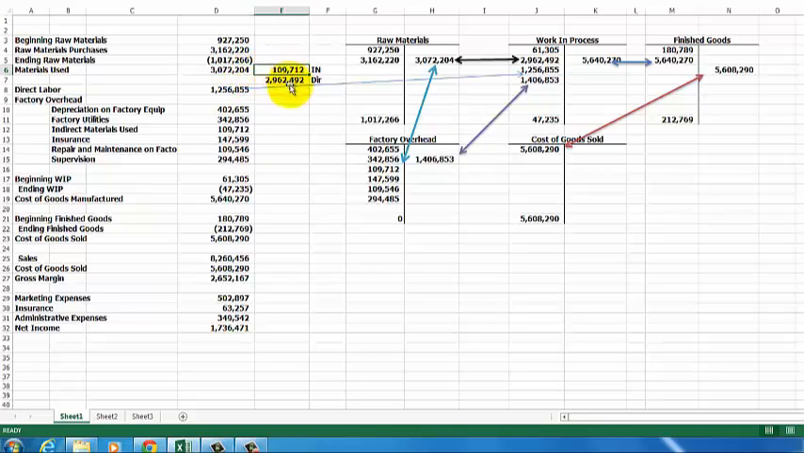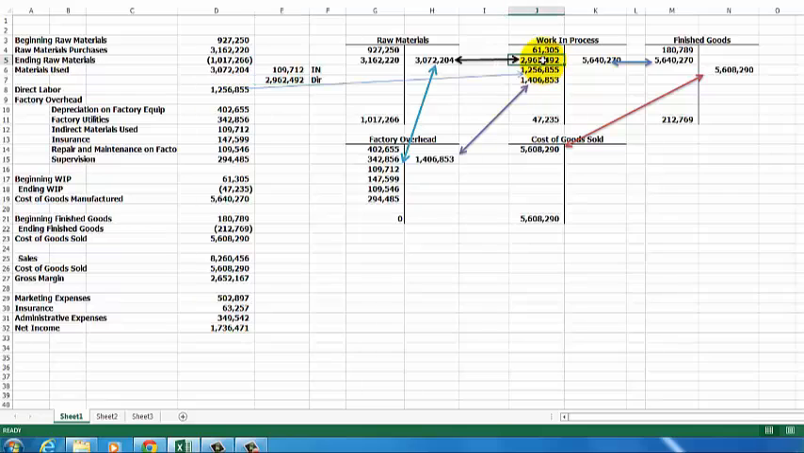Of that, 109,712 was indirect, and there's reading on this in your textbook about the difference between direct and indirect. The indirect ones are those that would be hard to trace to a particular product cost. The direct ones are those where we can clearly see a relationship between what we've done and the cost of the materials.